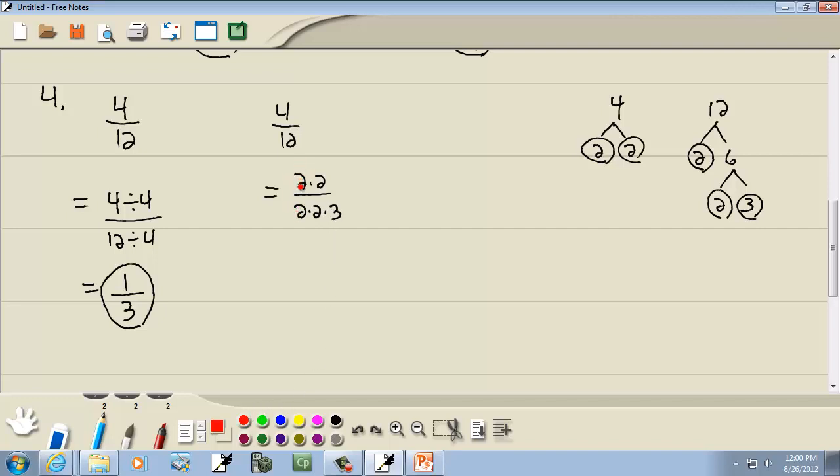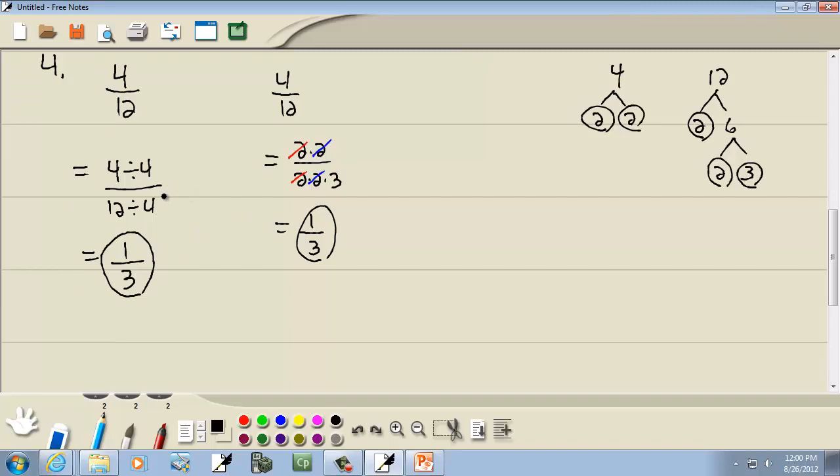Now anything they have the same, you can cancel out. See how this one has a 2 and this one has a 2? Those can cross out. This one has a 2 and this one has a 2, so those can cross out. Now everything's disappeared up on top, and you're always left with 1. And then there's a 3 down below. So that's another way to simplify it. It really doesn't matter how you simplify it. This first way is easier if you can actually see what number divides into both of those.